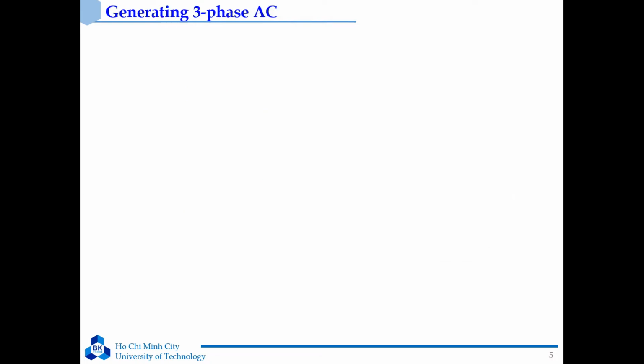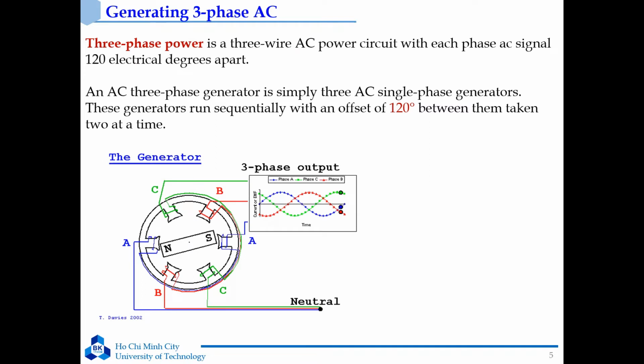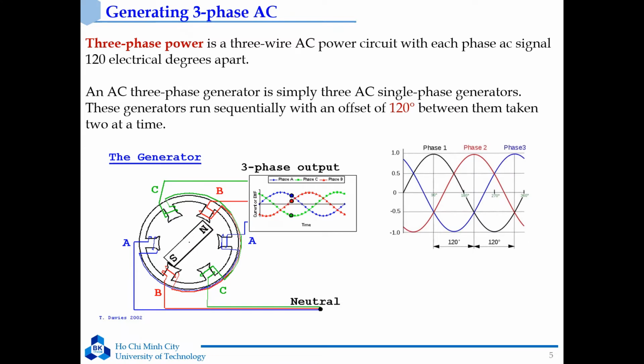Now, let's find out how to generate three-phase AC. Three-phase AC can be generated by using a three-phase generator. An AC three-phase generator is simply three AC single-phase generators. Their voltages run sequentially with an offset of 120 degrees between them, taken two at a time. You can see in the figure, this is a three-phase generator.